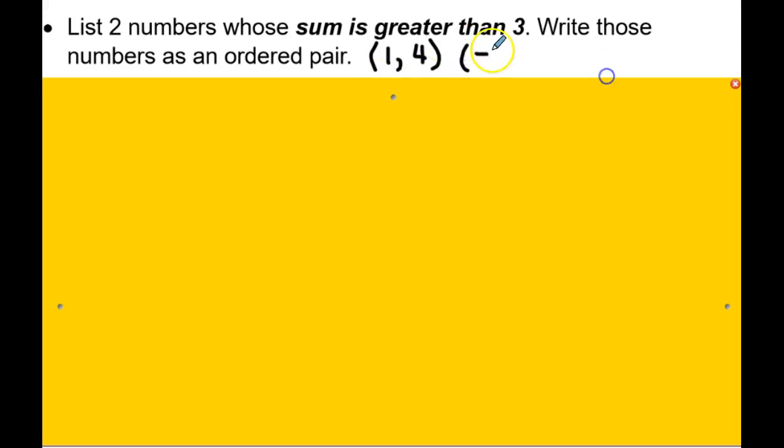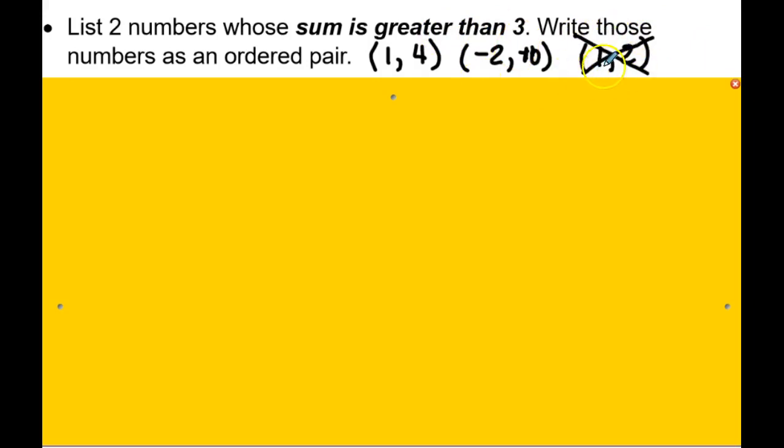I could throw in negative 2 and positive 10. Negative 2 and positive 10 give me 8. That's also greater than 3. One you do need to be careful with, for example, if you write 1 comma 2 down, that is not a solution because that adds up to 3, and 3 is not greater than 3.